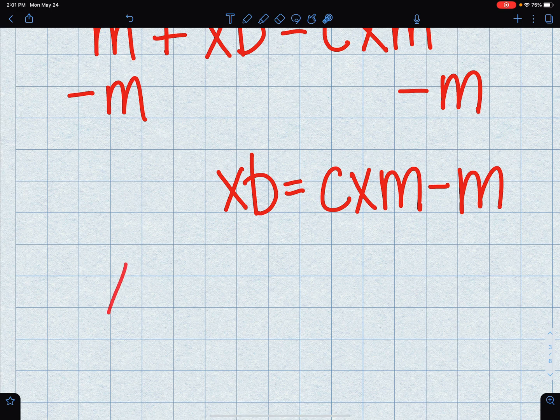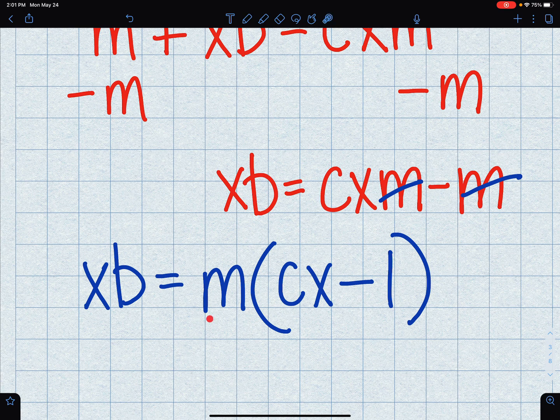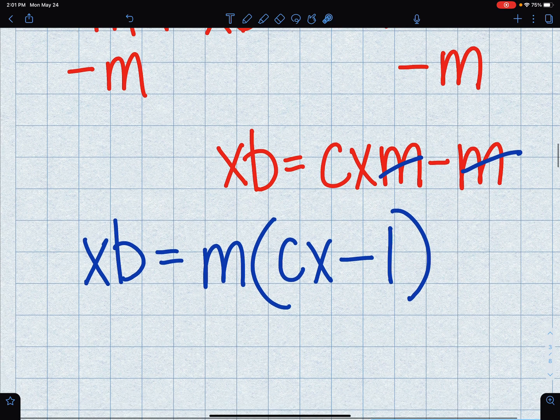So we'll have xb is equal to m times, so we're just factoring this out, cx minus 1, right? Because if we multiply this guy out, we get this guy, right? So does that make sense?